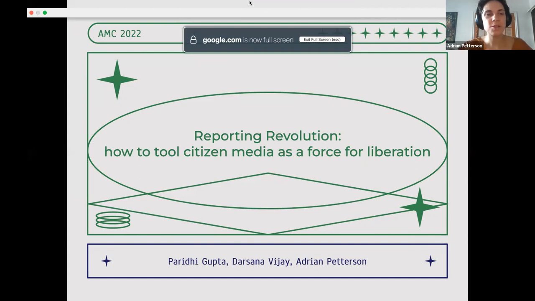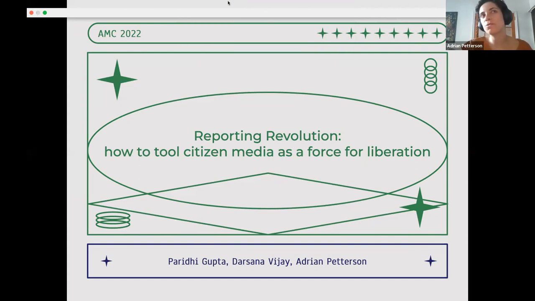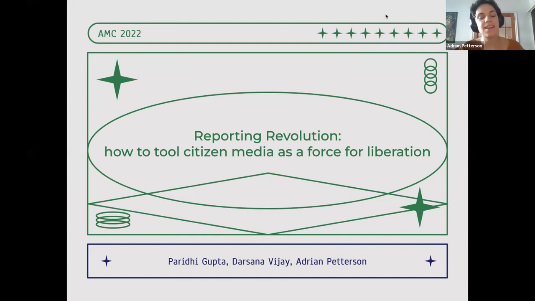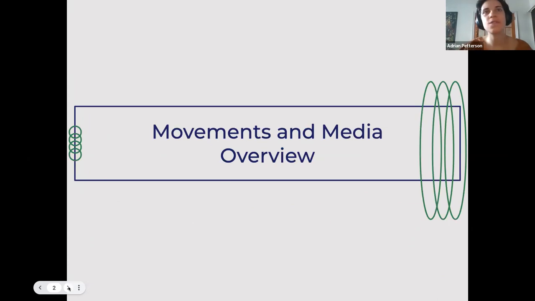And we're going to be talking a little bit about how to use social media and how other social movements have used social media in the past to facilitate the movement, as well as some hot tips on how to best use social media in order to spread the word about your social movement. Next slide. So we're going to start with a little overview of how social movements and social media have overlapped, have engaged with each other.